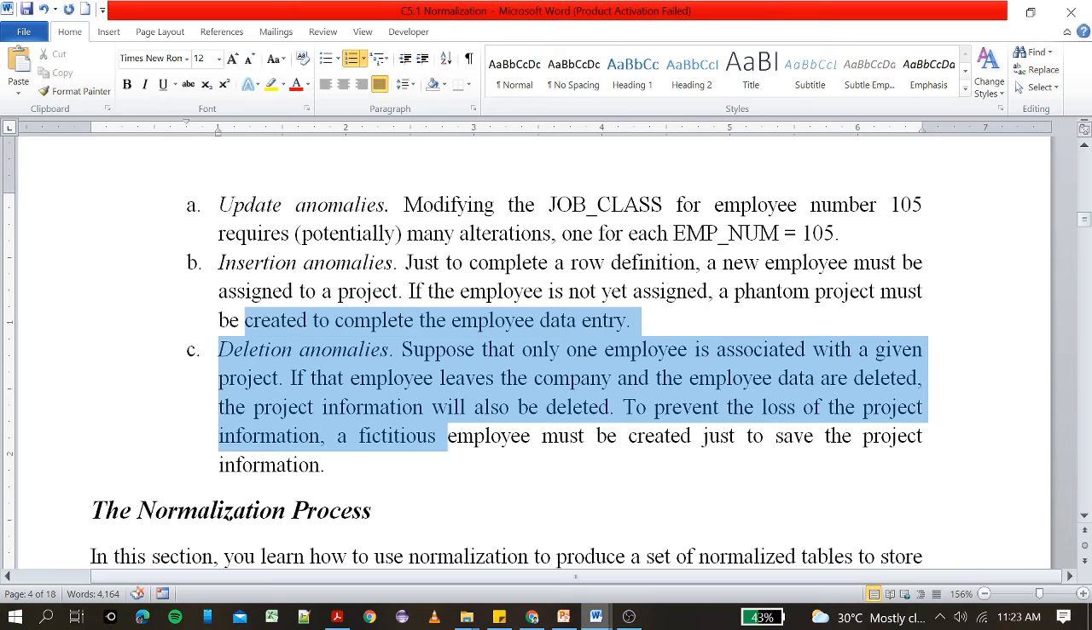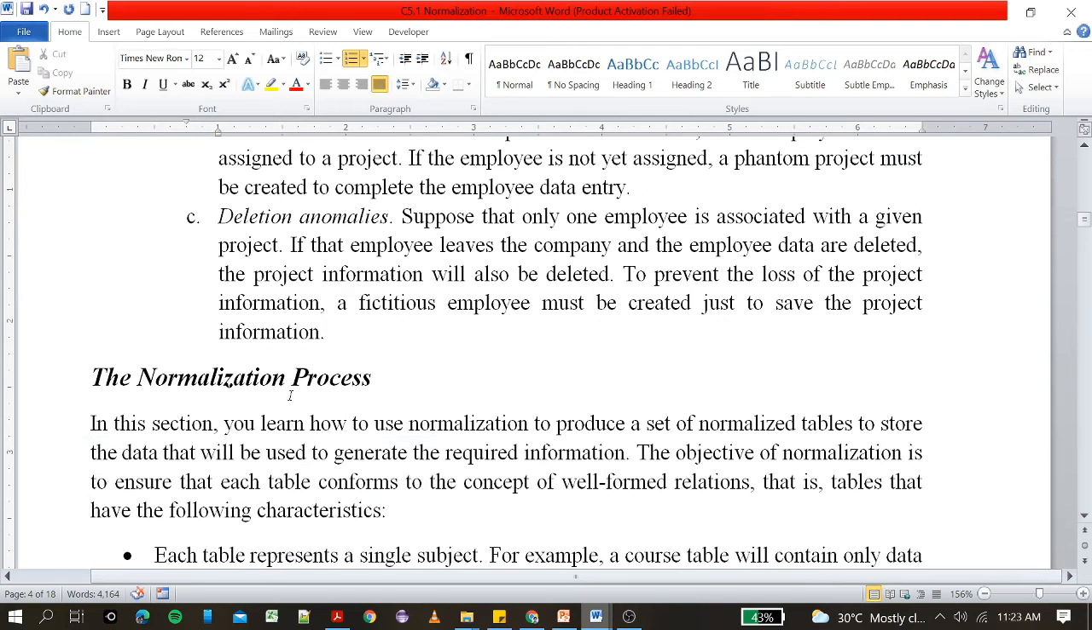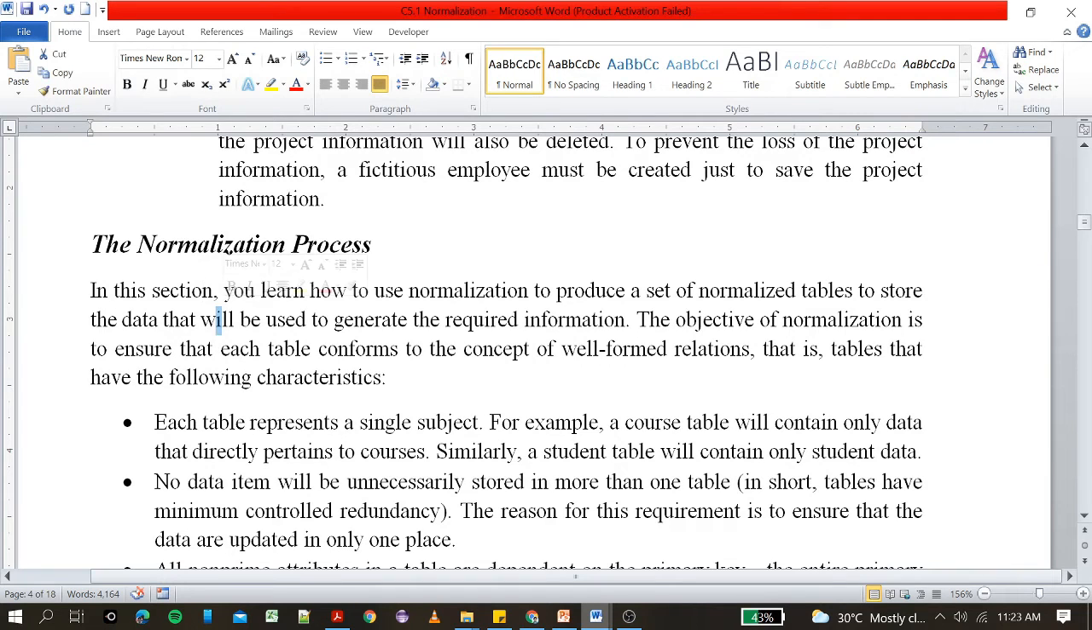So, yun lang yung ilan sa mga deficiencies ng table natin. Na that could be the reason kaya kailangan nating pataanin sa normalization process yung table. Okay? So, ito yung normalization process na kailangan natin sundin. In this section, you will learn how to use normalization to produce a set of normalized tables to store the data that will be used to generate the required information. The objective of normalization is to ensure that the table conforms to the concept of well-formed relations, that is, tables that have the following characteristics.